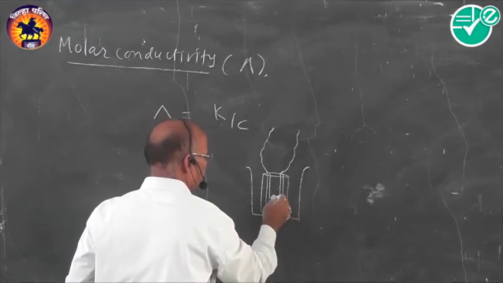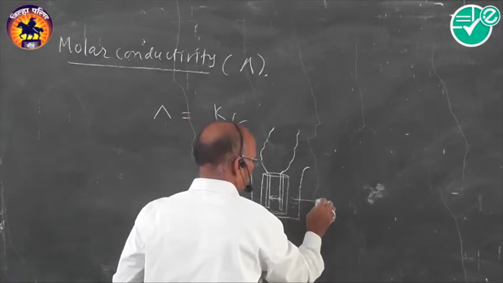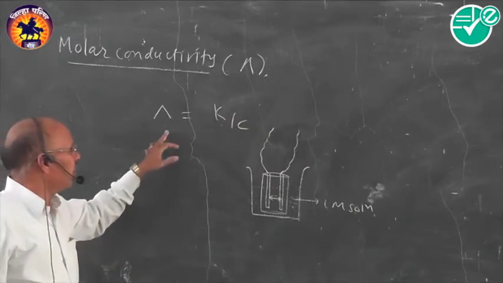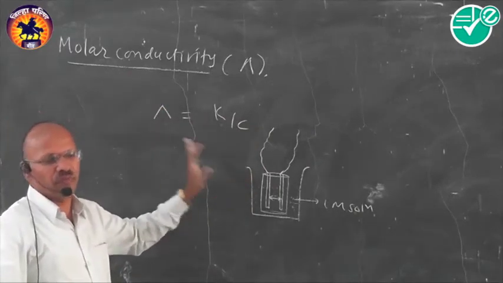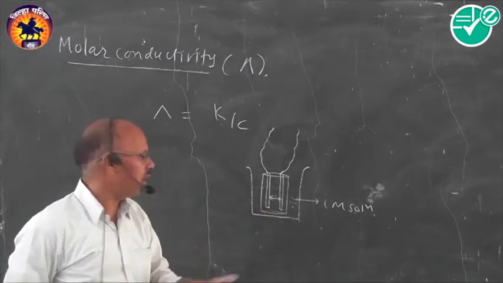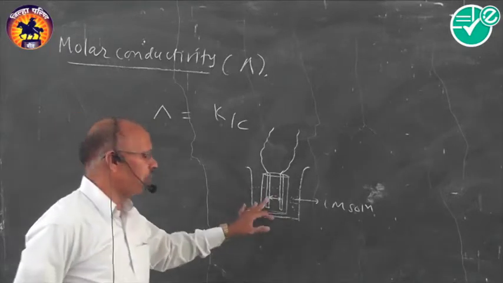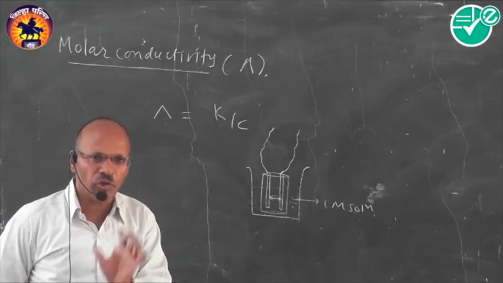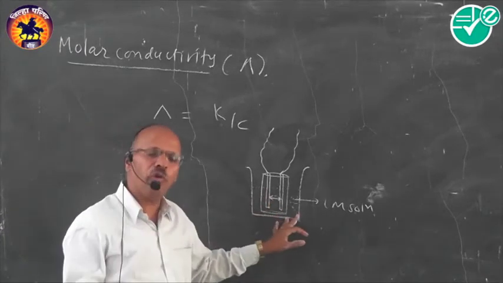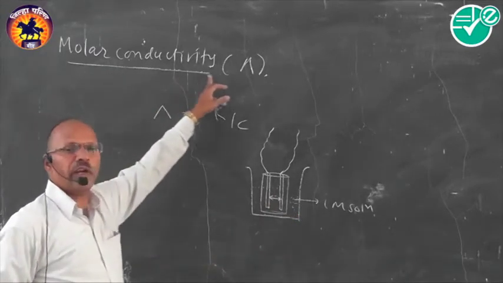It is the specific distance. The solution is a 1 molar solution. Now we have to define the term. What is the actual molar conductivity? The molar conductivity can be defined as the conductance offered by a solution containing 1 mole of dissolved electrolyte, which is placed between two parallel electrodes, large enough to contain all the solution between them. The same conductance we generally call molar conductivity.